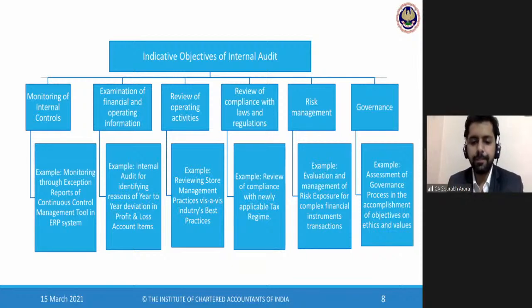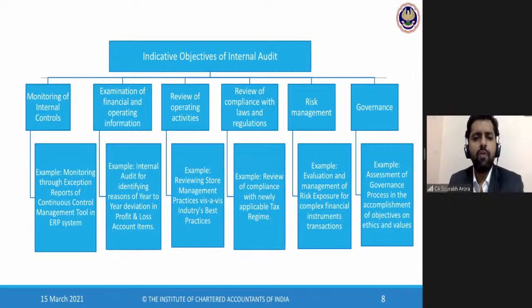Maybe like the employees who were absent but still claimed their travel expenses on the same date. So this could be one of the examples of monitoring internal control, whether the employee reimbursement expenses are being fair or not. So first is monitoring of internal controls. Second is examination of financial and operating information. It's just what it says, for identifying reasons of year-to-year deviation in profit and loss account items, etc.